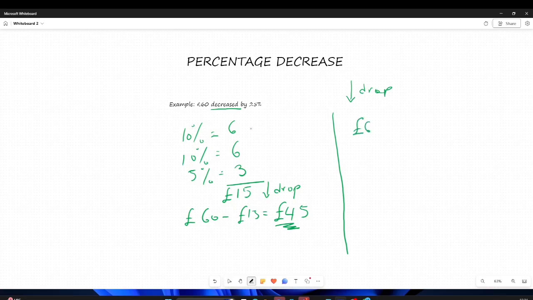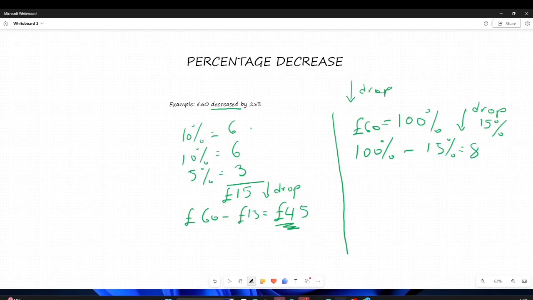If you want to use the other method, obviously the original price is always equal to 100%. So if there is a drop in price, if the 100% is dropped by 25%, it means that you need to take out 25% from the 100%, which represents the original price. If you take that out, that would give you 75%. So it means that this time around, you're not paying the 100% price. You're going to pay 75% of the price.